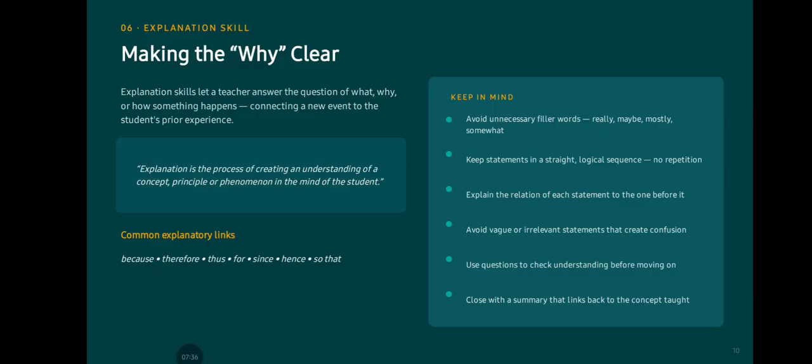Explanation skill, the last one, making the why clear. Explanation skill lets a teacher answer the questions of what, why, and how something happens, connecting a new event to the student's prior experience. Explanation is the process of creating an understanding of a concept, principle, or phenomenon in the mind of the student. Common explanatory links: before, therefore, thus, for, since, hence, so that.